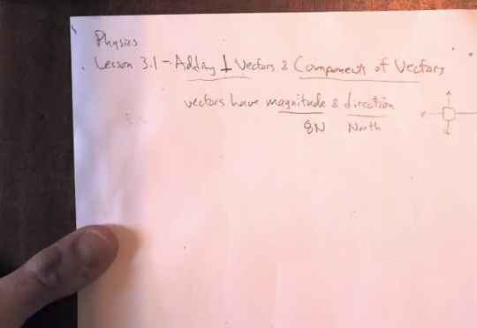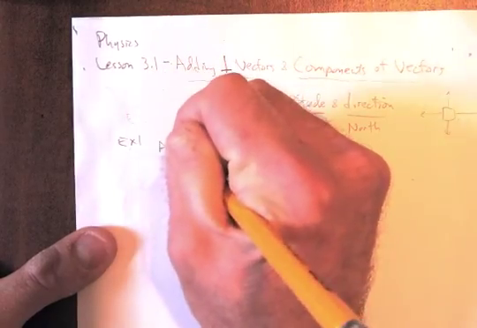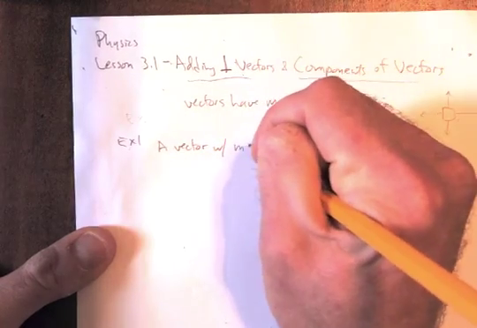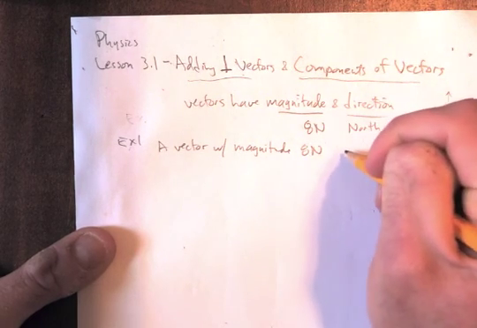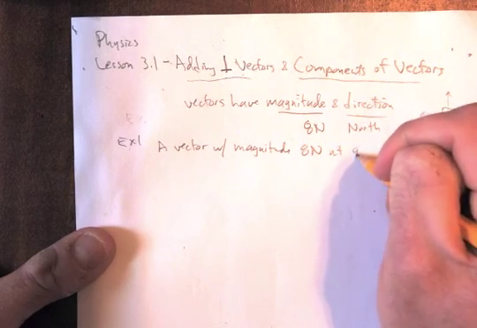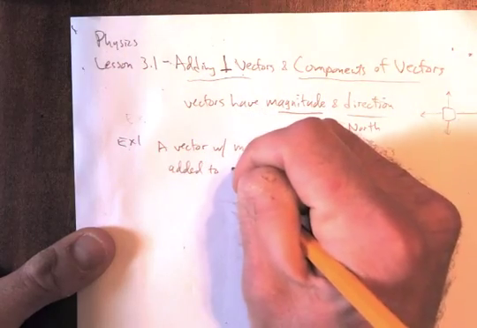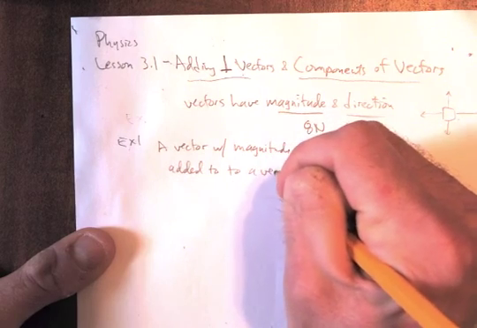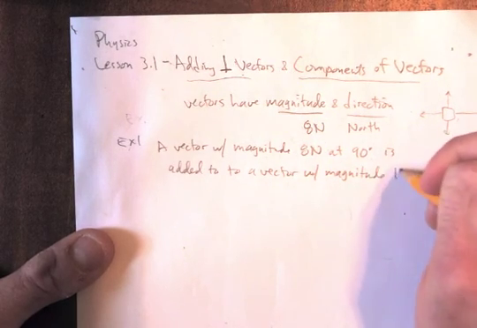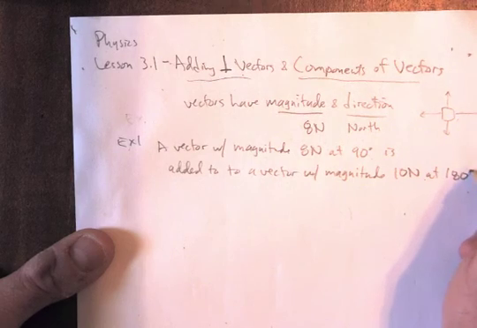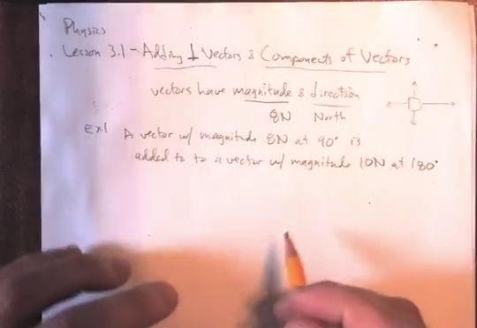All right, so let's just say example 1. A vector with magnitude, we'll just do a force, 8 newtons at 90 degrees is added to, it's kind of getting a little wordy here, a vector with magnitude 10 newtons at 180 degrees. Okay, that's going to be how they're worded on your assignment. Okay, draw it out.